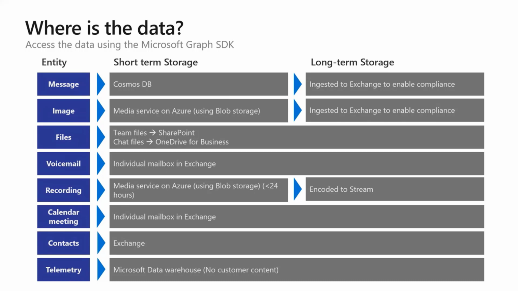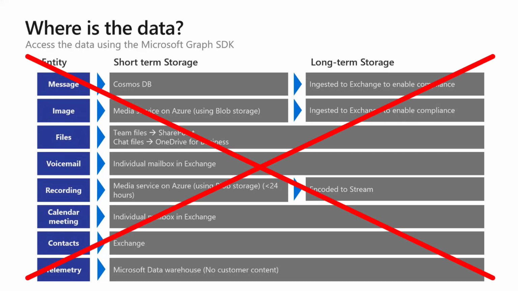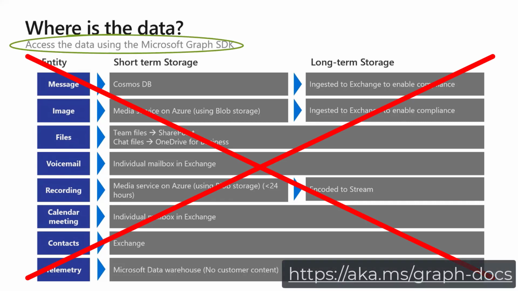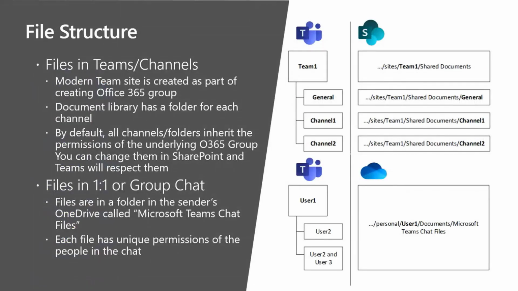The thing is, even though we're showing this to you, you shouldn't really know this. You should really use the Microsoft Graph because this is kind of internals of Microsoft Teams and it might change over time. So really the best bet is to use the Microsoft Graph. Now, one thing that you probably do need to understand though is about files in particular. Files, this probably won't change over time.